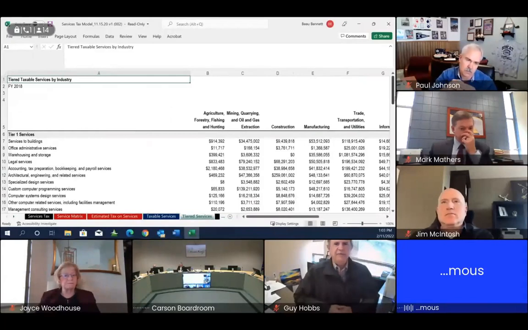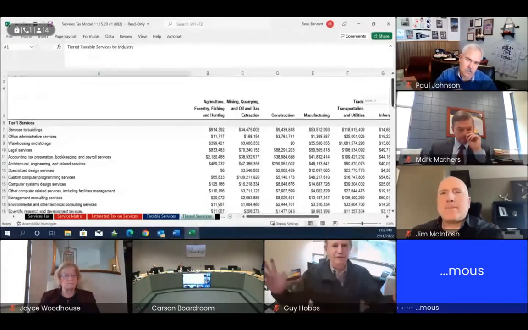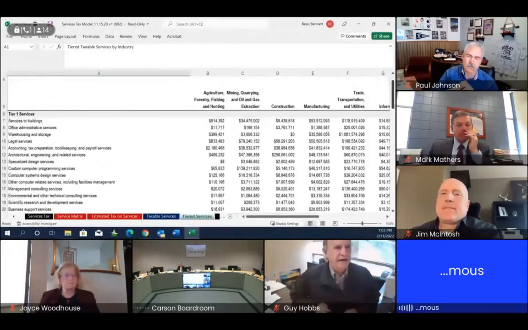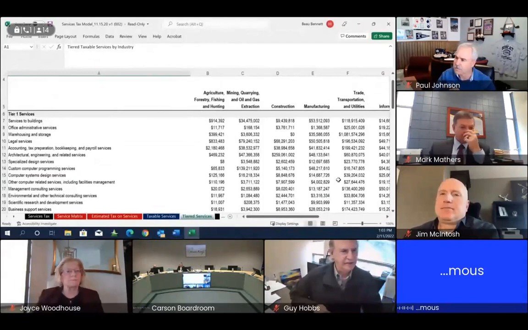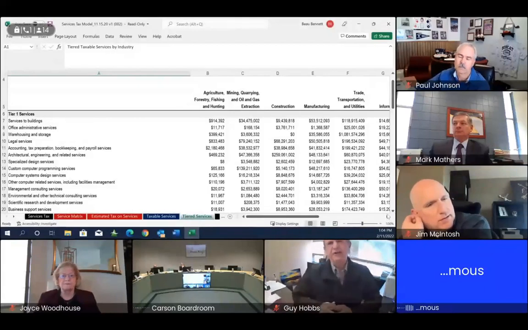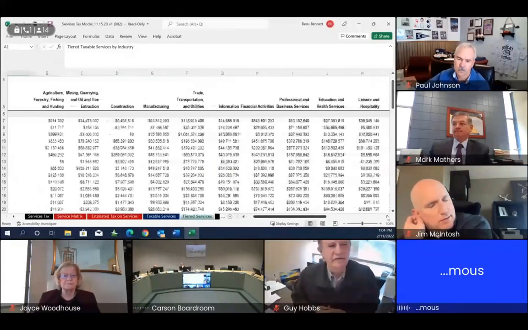And we're probably not going to be able to look at the thing in the whole because it goes out quite a bit further to the right. But the Tier 1 services, you can get an idea looking at the subjects that you see in column A: services to buildings, office administrative services, computer services, management consulting services, those kinds of things. And then out to the right, what you'll see is how much of those are attributable to what industries.